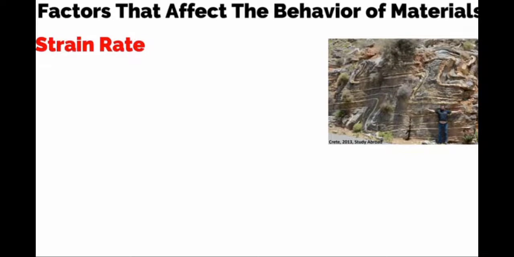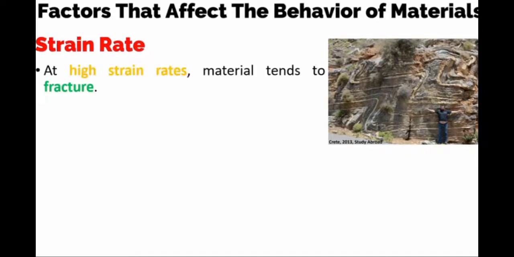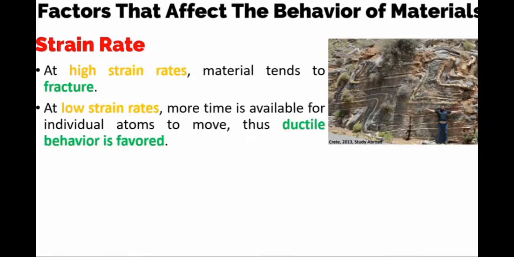Next, we have the strain rate. Remember, at high strain rates, materials tend to fracture. At low strain rates, more time is available for individual atoms to move. Therefore, ductile behavior is favored.